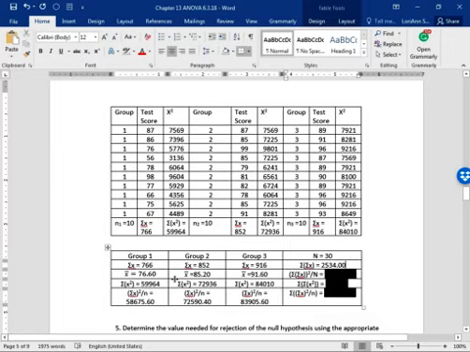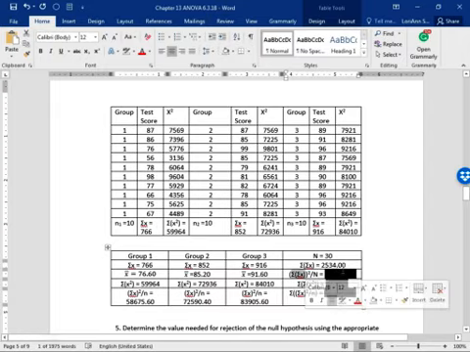Okay? So what I'm going to do here is use these numbers, right? So I have the summation of x, because I've got it right here. So this piece right here, I already have. It's right here, the 2,534, right? So I'm going to move that number down here.